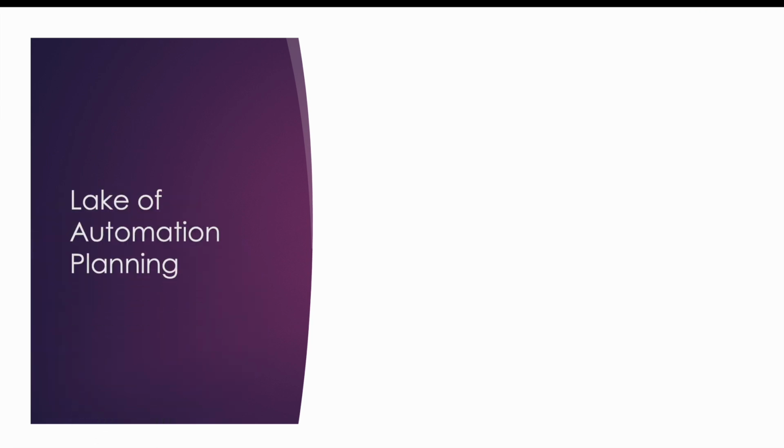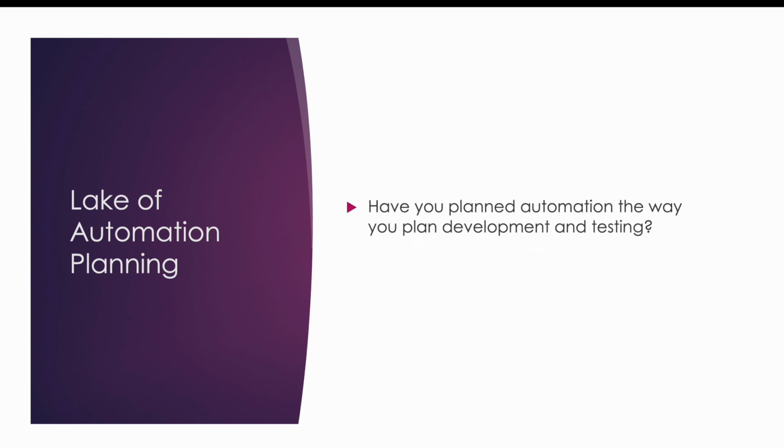The third thing is lack of automation planning. Planning is always required, right? Have you planned automation the way you plan development and testing? In every sprint, you plan development, right? What will be developed and what will be tested. But have you ever planned automation like that also? In your automation framework, what needs to be added in this sprint based on new functionality and framework changes? What changes are required in this sprint, and in this release, what will be covered in automation? Those things should also be planned way before, when you plan the development itself.